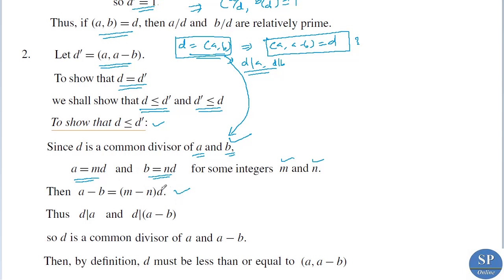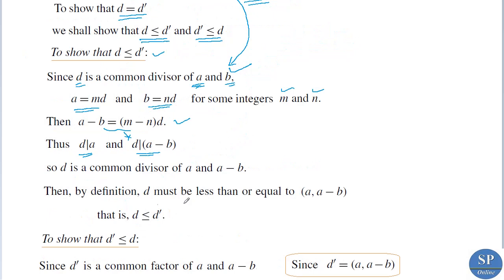That means D divides A minus B, and we already know that D divides A, because we have D is a divisor of A. So D divides A, and from this we get D divides A minus B. So we obtain that D divides A and D divides A minus B. That means D is a common divisor of A and A minus B. Therefore, by the definition, D must be less than or equal to GCD of A comma A minus B.